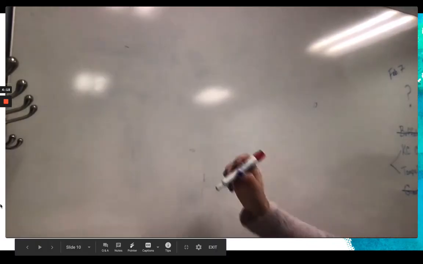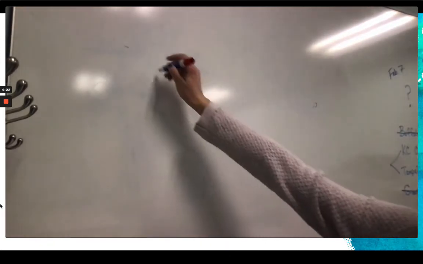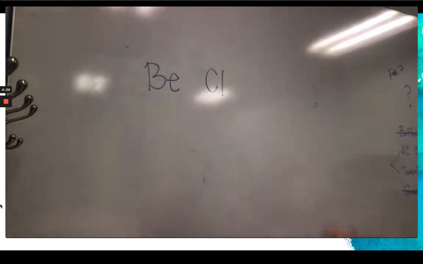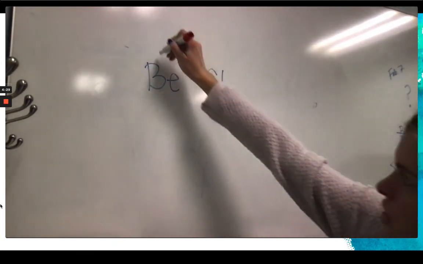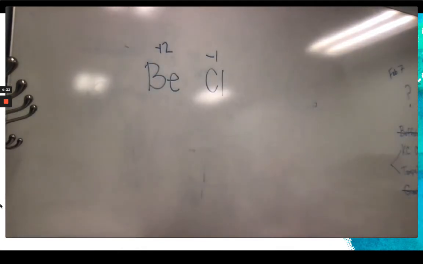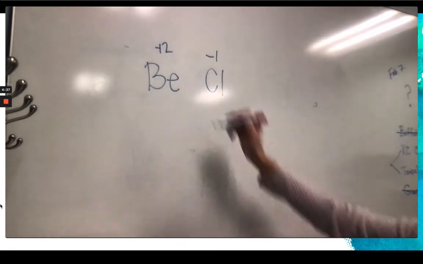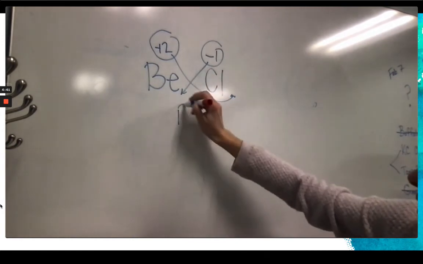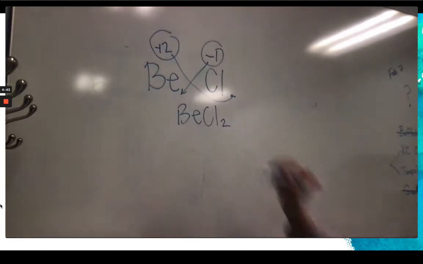Our next one we're going to go over is beryllium chloride. So beryllium chloride, we know we have beryllium, Be, and chlorine, Cl. Beryllium has a charge of +2, whereas chlorine has a charge of -1. So these charges aren't equal, so we can't just leave them blank. So we need to swap them. That's our first method. We can swap them to give us an answer of BeCl2.